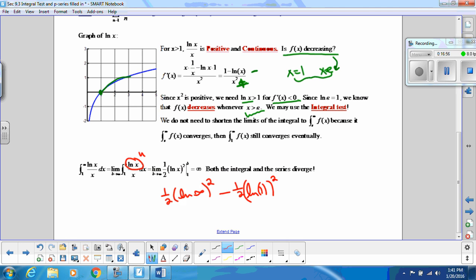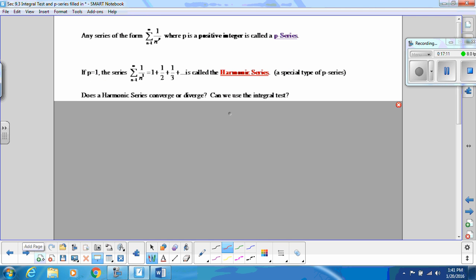This is 0, right? So I have infinity minus 0. So you can see both the integral and the series will diverge on this one, since I'm getting infinity. Okay? So that's our integral test. I'm going to stop this video and do a new video for p-series.